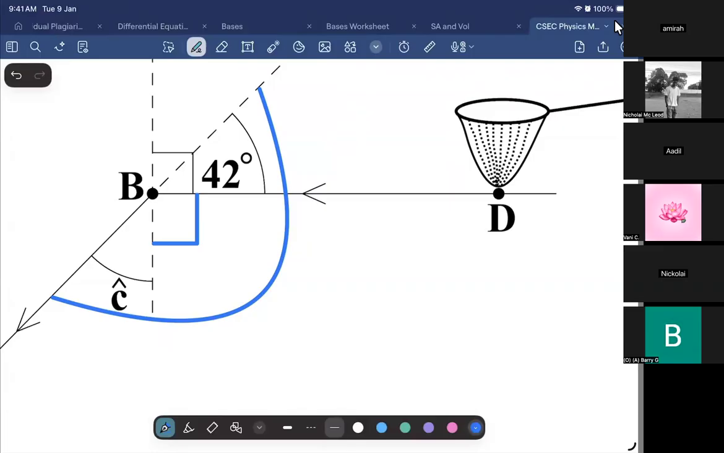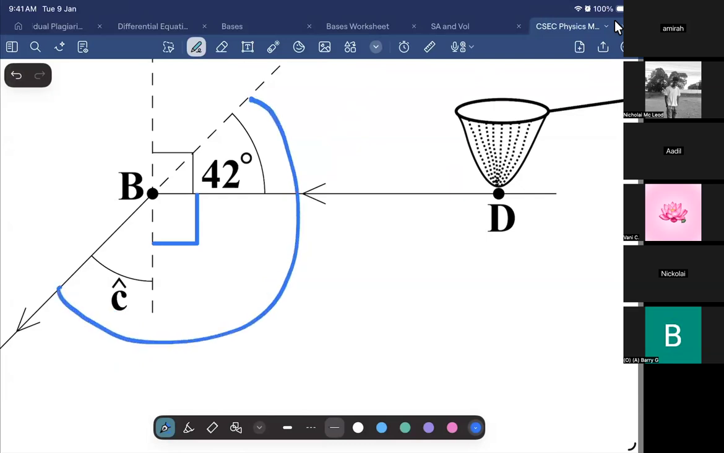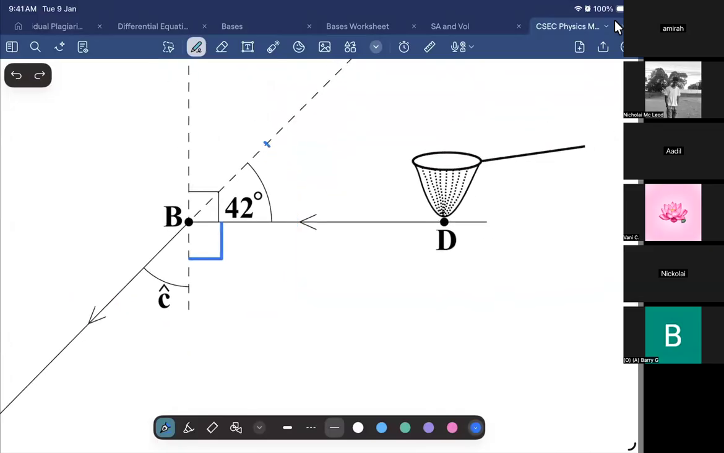So like the whole thing. Yeah, this was the angle along a line. 180. Right, that's 180. I want to make sure that you understand.